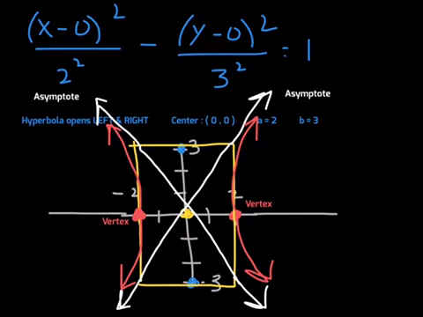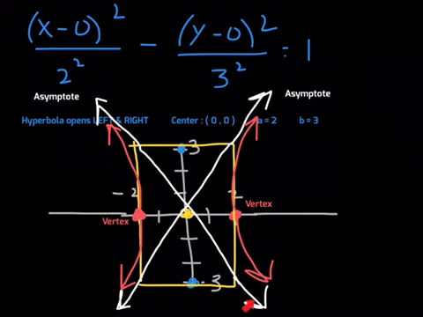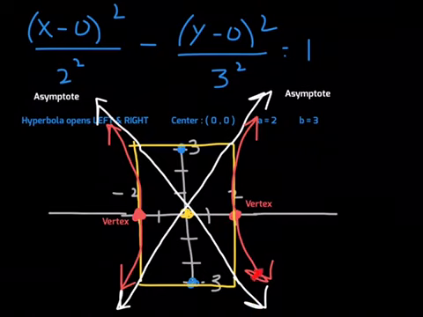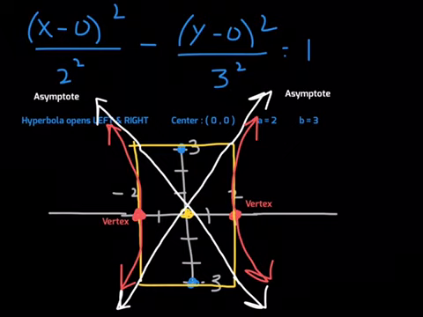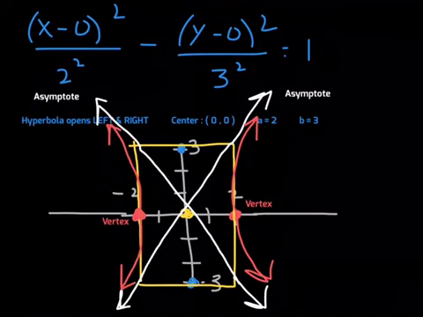Okay, so I have labeled our asymptotes here. You got a pair of asymptotes every single time. And we found our vertices through which our branches pass. And we've graphed the hyperbola. I guess we're done, but just for the sake of teaching, I want to show you how to find your foci.